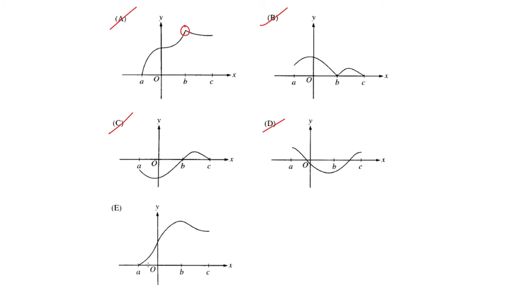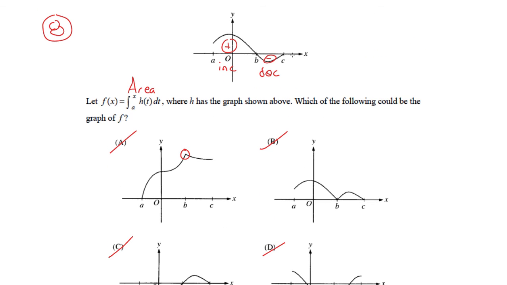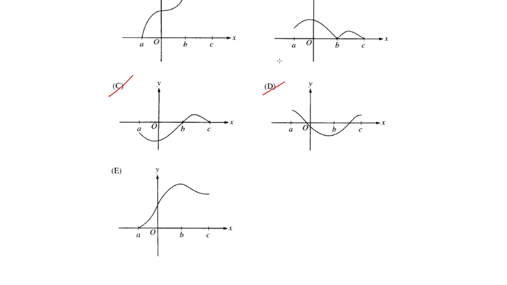And E, I'm increasing between A and B, and look, I stop increasing at B, I'm neither increasing nor decreasing, then all of a sudden I'm starting to decrease at C until I get back to 0. I'm neither increasing nor decreasing at C, which also matches up because I have another 0 over there. So the correct answer here is E.